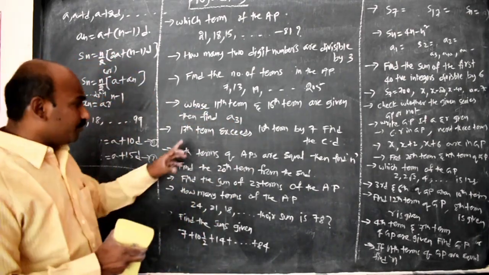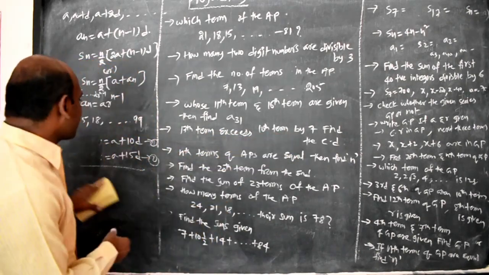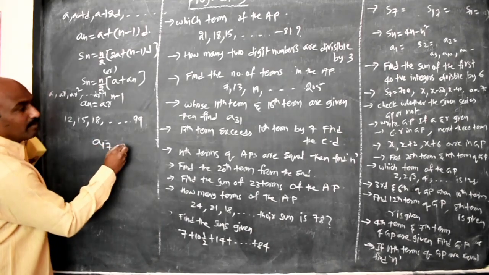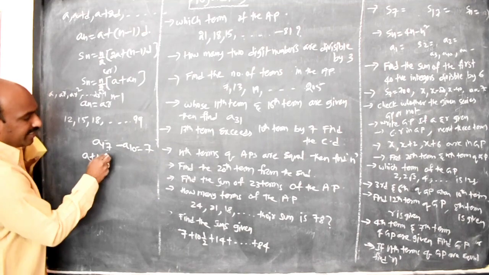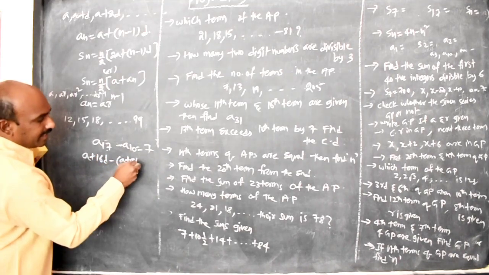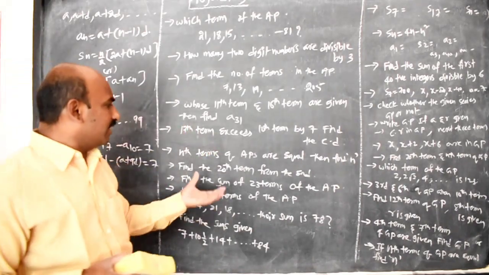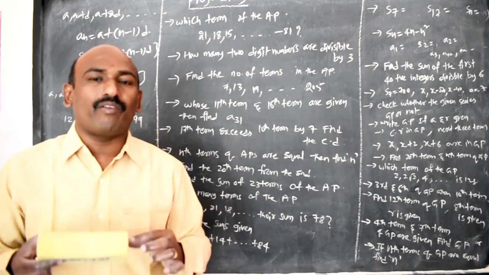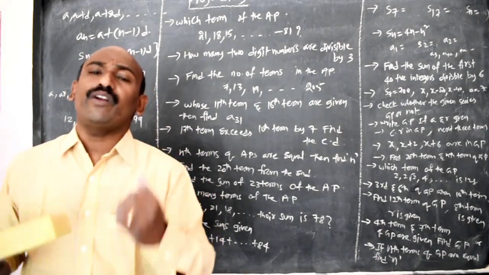And if you go to the next one, the 17th term exceeds the 10th term by 7. Here exceeds means nothing but more. We can write this relation as a17 minus a10 is nothing but 7. Here (a + 16d) minus (a + 9d) equals 7. a will get cancelled and we get the common difference directly. Whenever one relation is there, only one unknown variable we can find. If two unknowns, two relations are given, then we can find the two unknowns.